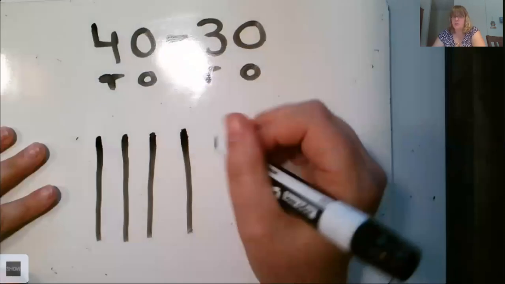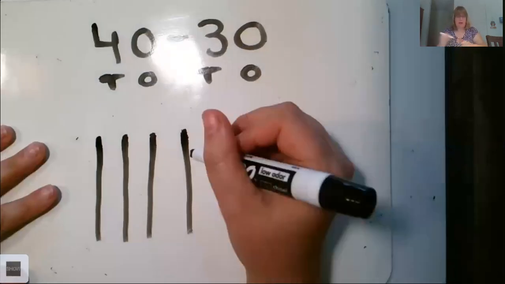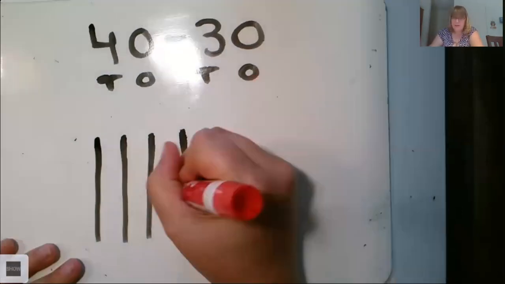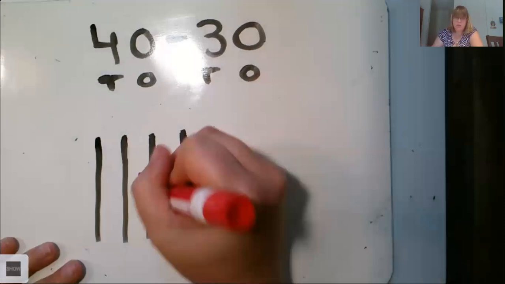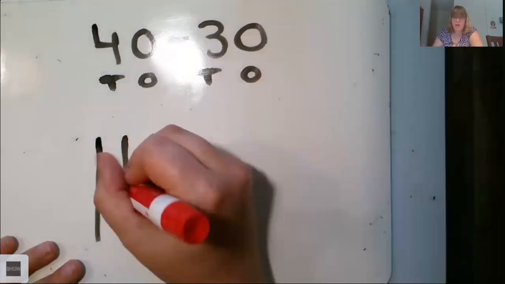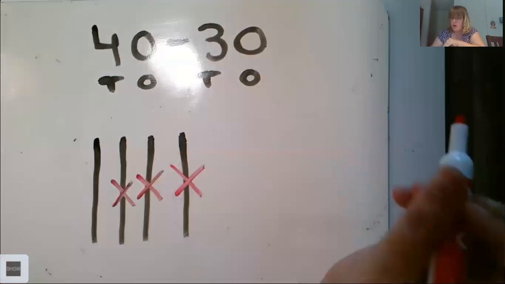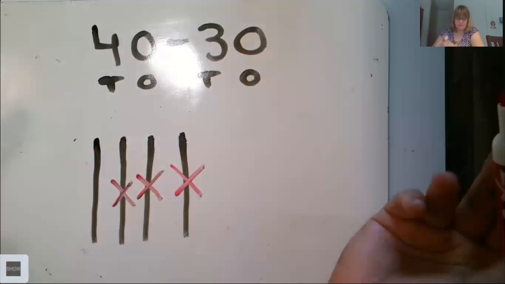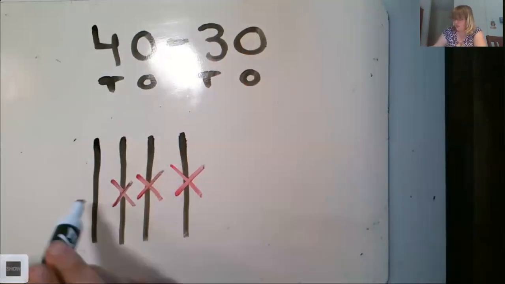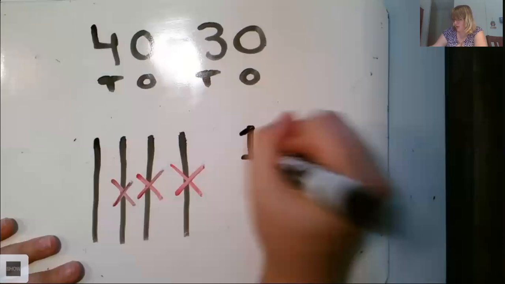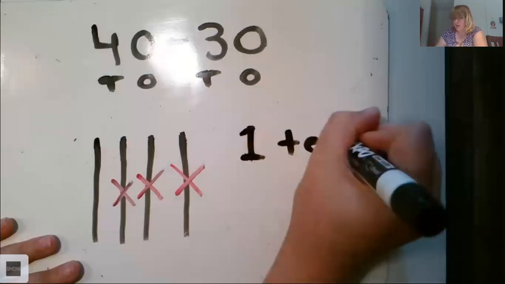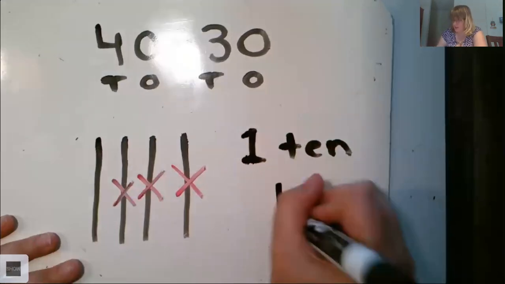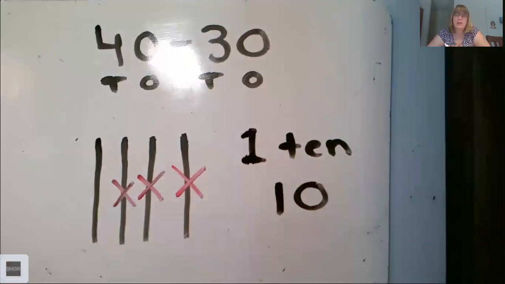So what I'm going to do is put an X in red through the 10s that I want to take away. So I'm going to take away 1, 2, 3, and then I stop because I got to 3 10s. So we can see what's left over. We just have 1 lonely 10 left. And again, we know these sticks are worth 10 points. So that means that 40 minus 30 is 10.